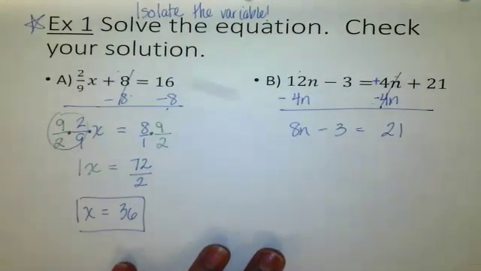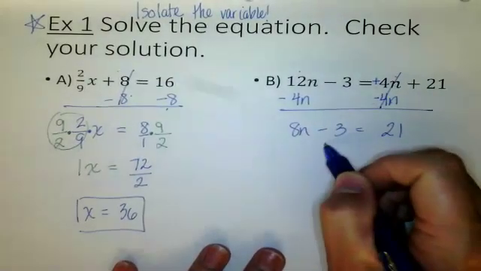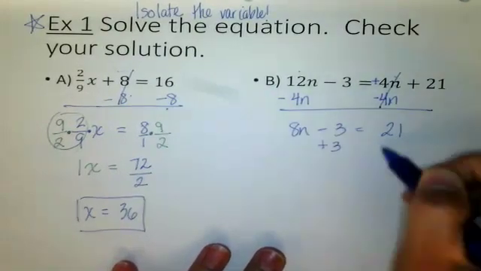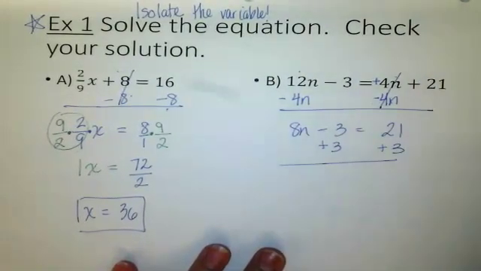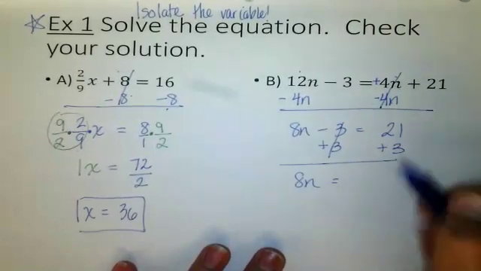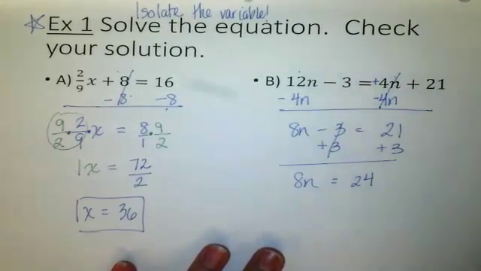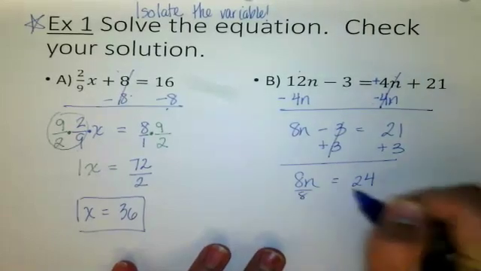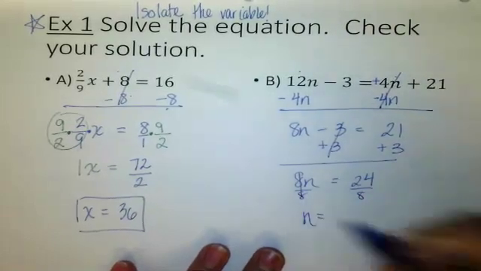All right, what else do we need to do? Add the 3. Good. Again, the inverse operation, the additive inverse, we've got a negative 3 and a positive 3. We're going to add 3 to both sides. So we get 8n is equal to 24. And then what do we need to do? Divide by 8. Very good. So n equals 3.